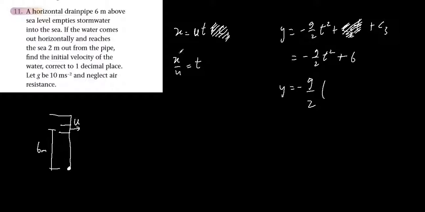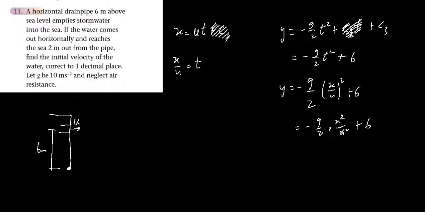Now my t is already equal to this, so I'll just substitute this in. x over u squared plus 6. If you want to expand a little bit, minus g on 2 times x squared on u squared, plus 6. Okay, that's cool. What do I do with this? I hear you ask. Totally.